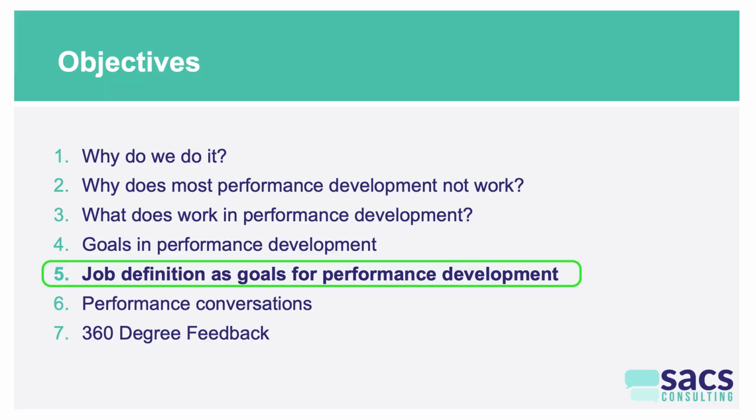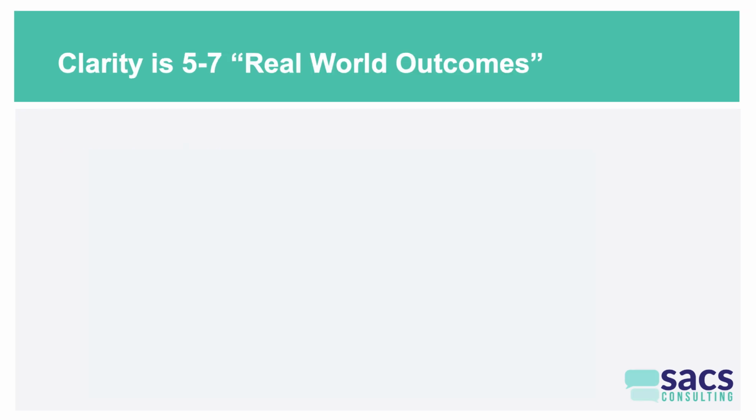Earlier on, we said that good performance development systems are simple, free-form, with goals at the start and with goal attainment assessed during the course of the entire year. So let's talk about performance development in terms of job definition as goals. Role clarity is 5 to 7 real-world outcomes. Now, what do we mean by real-world outcomes?